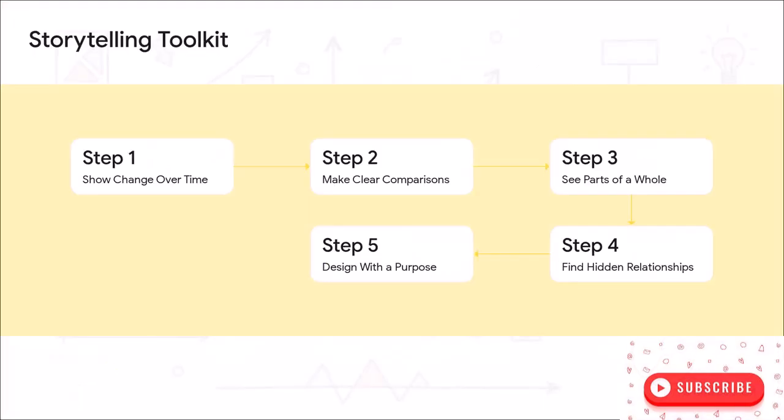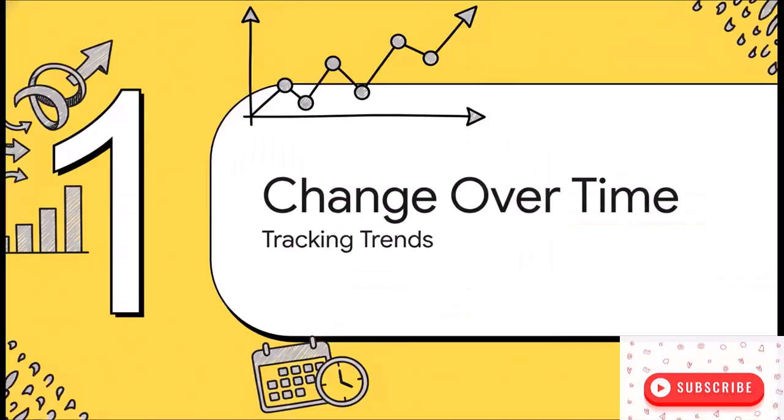So here's our game plan. Just think of this as your data storytelling toolkit. We've got 5 main jobs that data can do, 5 main stories it can tell. We're going to walk through each one so you'll know exactly which tool to grab from the kit, no matter the situation. First up, the absolute classic data story, showing how things change over time.